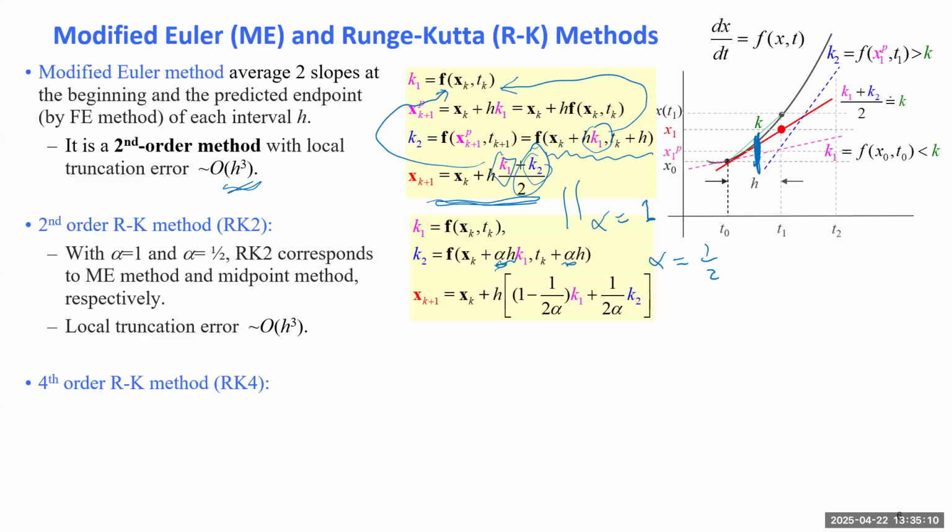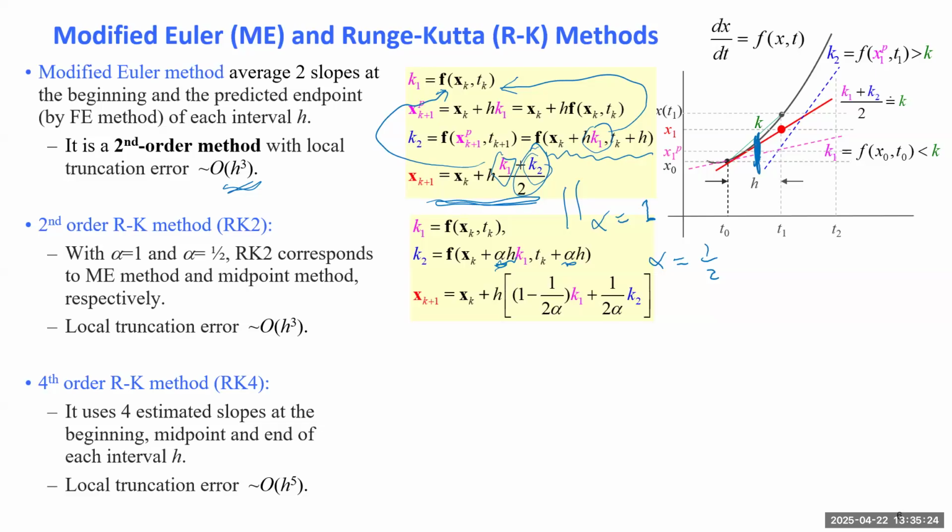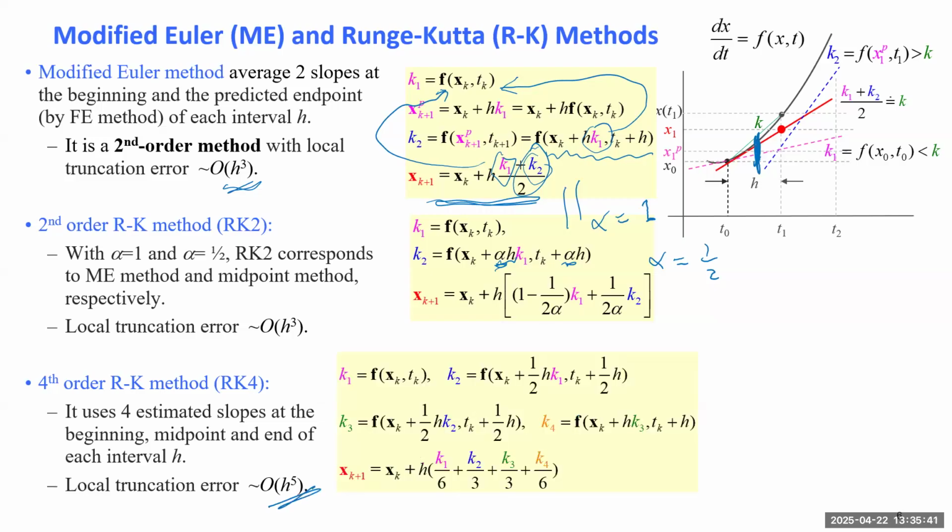Last one is the fourth order Runge-Kutta method. It is basically equivalent to a Taylor series expansion up to the fourth order derivative. It needs to estimate four slopes at different locations, then average those slopes to give you a better prediction of the true slope K. The truncation error will be fifth order. So here I give you one conventional strategy for the Runge-Kutta fourth order method.